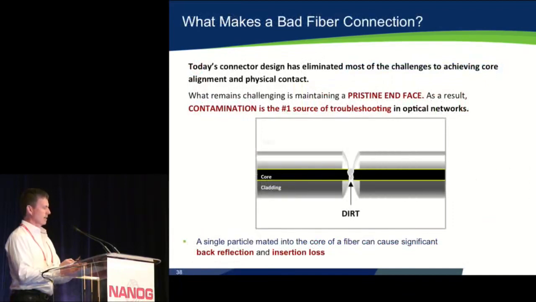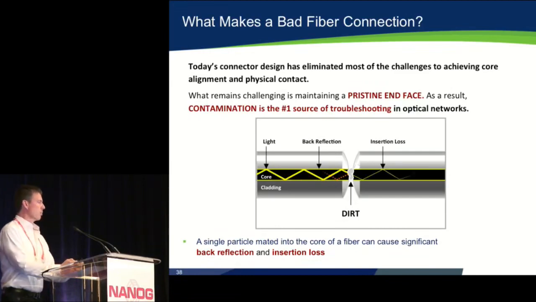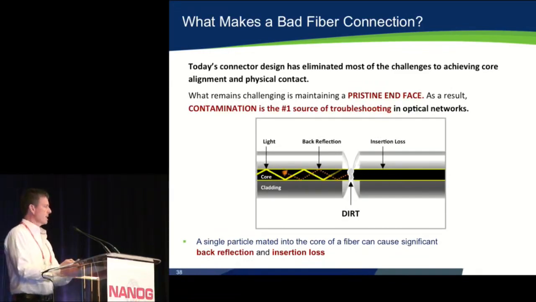So the connector design in the last number of years has come a long way, and it's not really the large point of problem now. But what still remains a problem is the pristine end face and the contamination between the connections. This little animation is showing you what happens with the reflection, with the contamination causing the back reflection. And again, contamination is the number one source of troubleshooting in our company, and the number one source of calls. We've had lots of people on site, spending lots of hours, with the result being dirty connections.